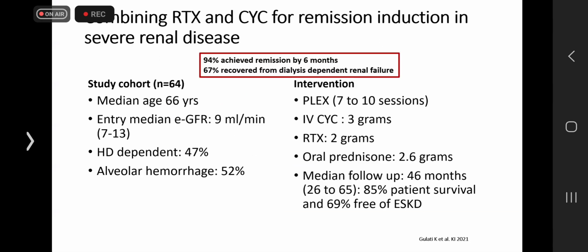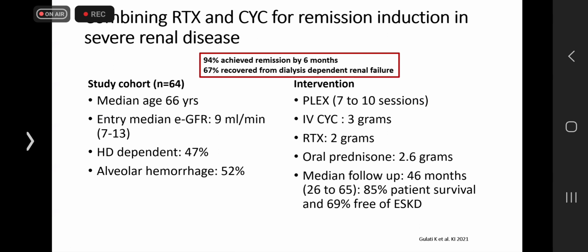Now, where does the data from combining rituximab and cyclophosphamide come from? There are no trials that address this particular phenotype, severe renal disease. This is an observational study from the Imperial Group in the UK, and they've also replicated this at MGH here. They enrolled patients, 64 patients with severe disease with the eGFR at entry of 9 mLs per minute. 47% of the patients were dialysis dependent. Over half of the patients had alveolar hemorrhage.